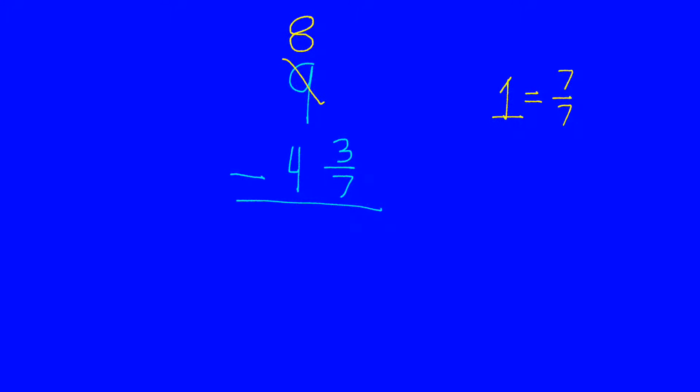7/7. Common denominator is going to let me subtract, and one whole is equal to a fraction that has the same number as the numerator and the denominator. So 9 becomes 8 and 7/7. Now we subtract. 7/7 minus 3/7 is 4/7. And 8 minus 4 is 4. So my answer here is 4 and 4/7.